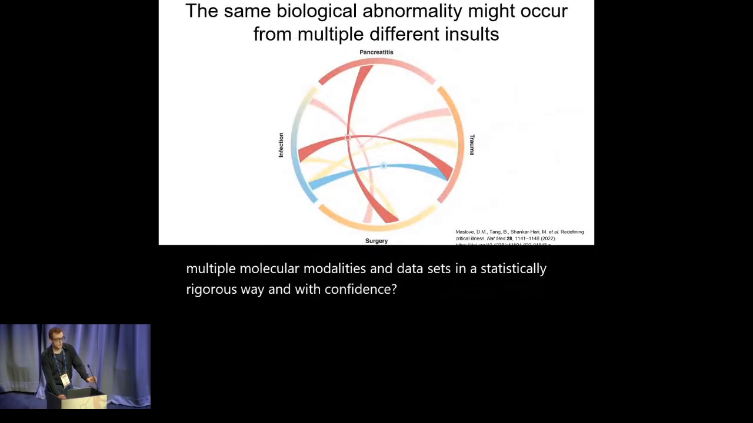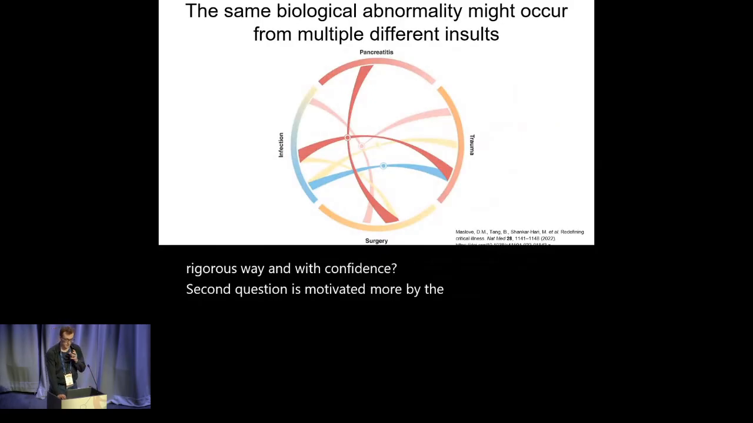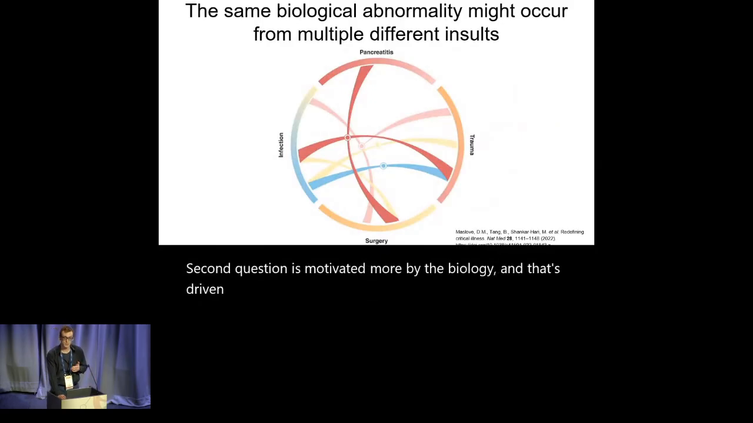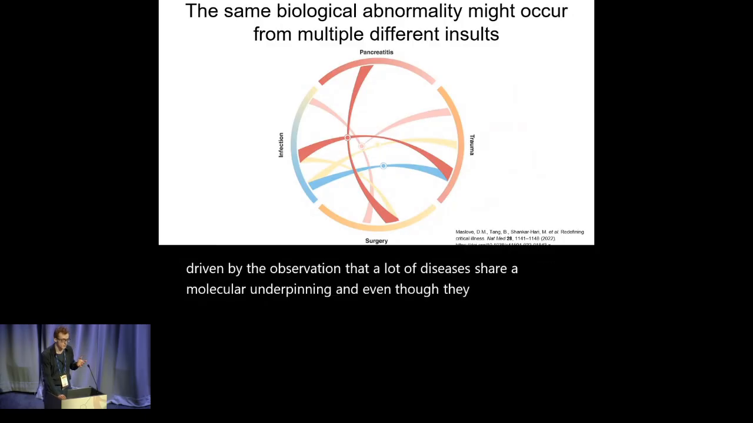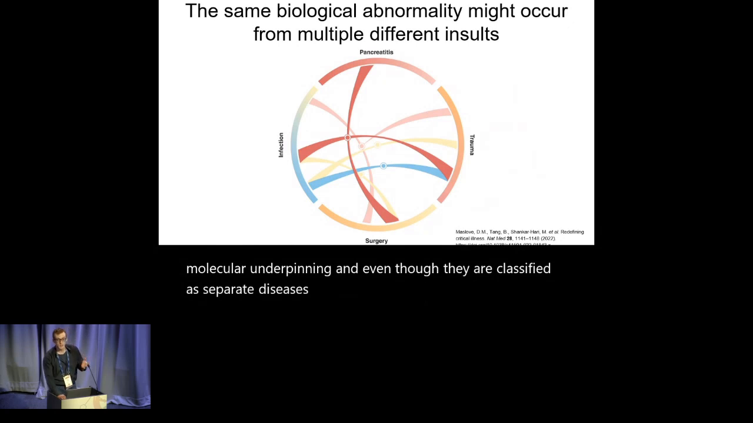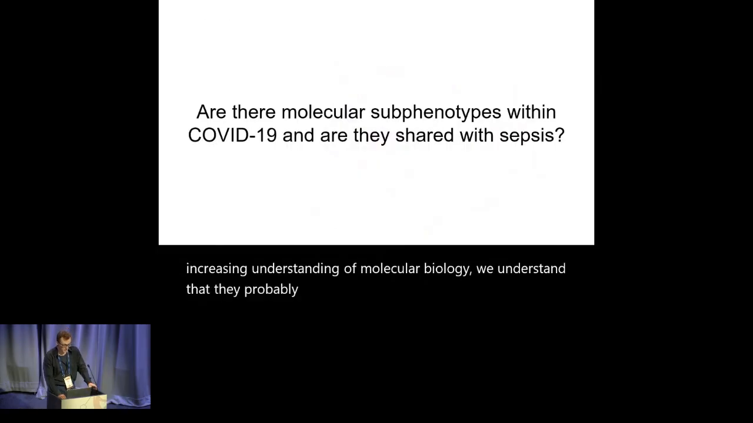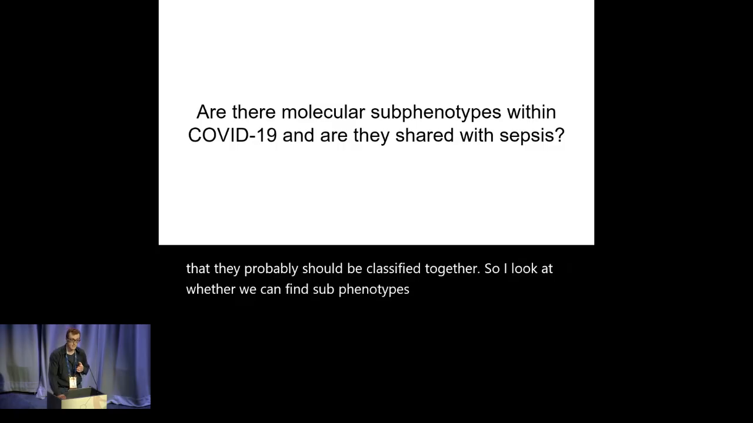Second question is motivated more by the biology, and that's driven by the observation that a lot of diseases share a molecular underpinning. And even though they are classified as separate diseases by a lot of doctors, we now, with increasing understanding of molecular biology, we understand that they probably should be classified together. So I look at whether we can find subphenotypes of COVID-19 and whether there are similarities to sepsis.